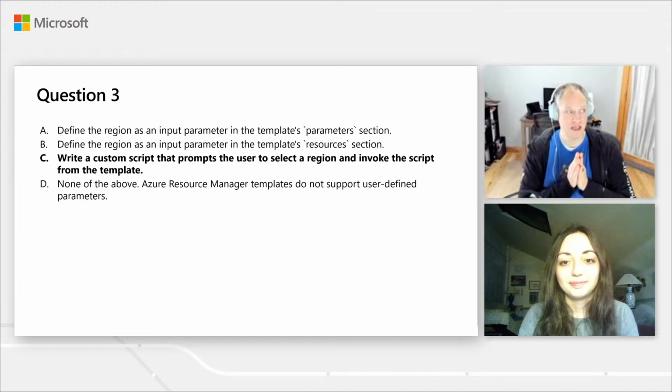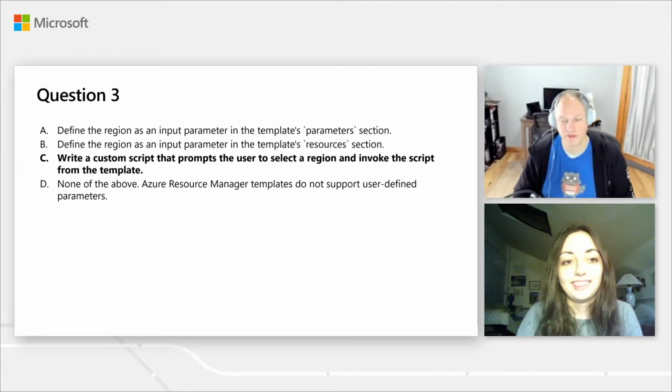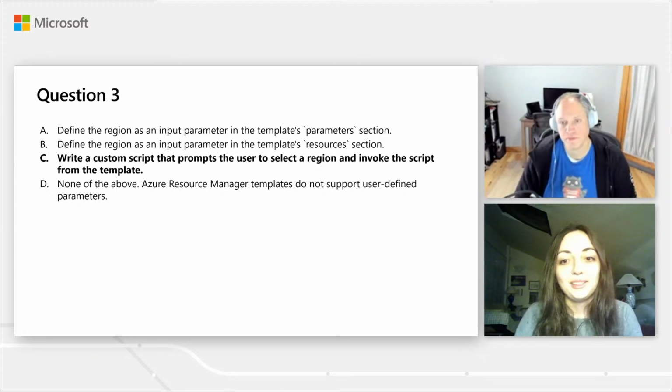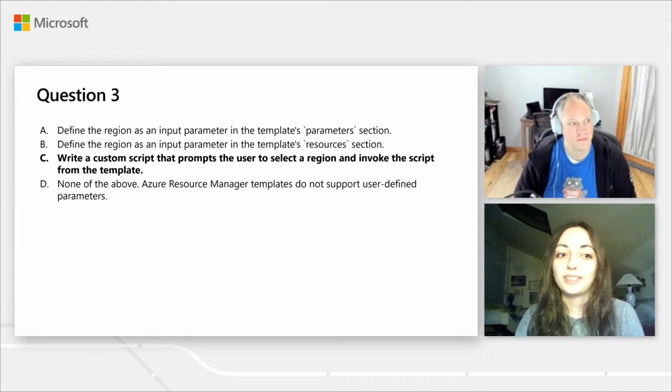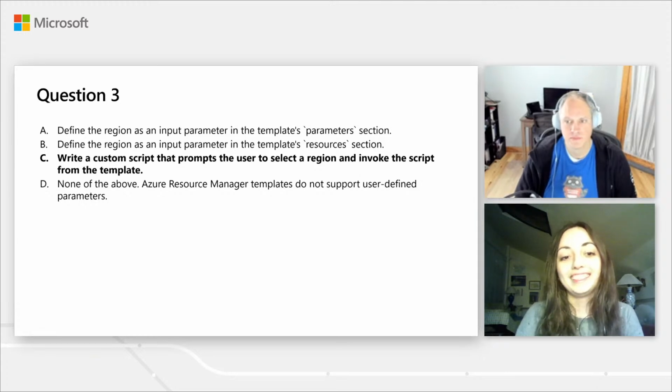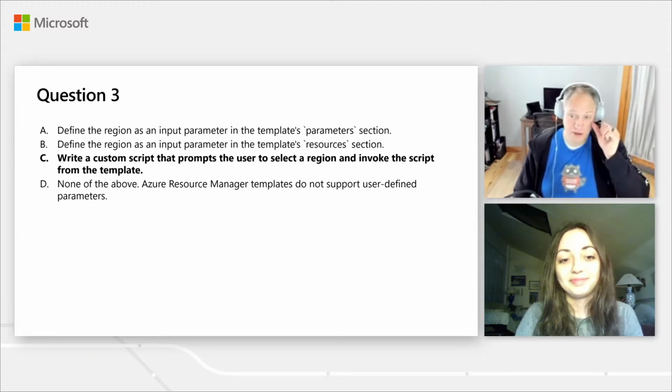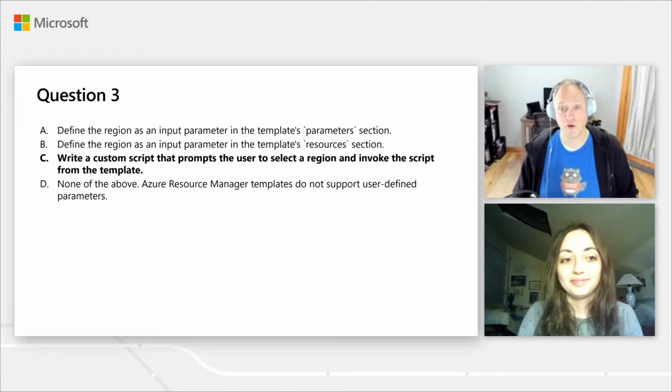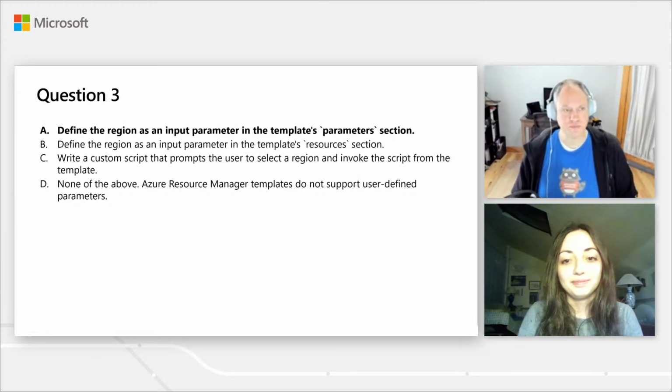How about C, when we write a custom script that prompts the user to select a region and invoke the script from the template? So I think that this is a really hard way to achieve the result. So I don't agree with that. Okay, so I just checked in, and we do have a couple of people in the audience voting for C to get that custom script. Now, that is a way we could wrap it in a script, wrap the execution in the script, but I think there's a better answer here.